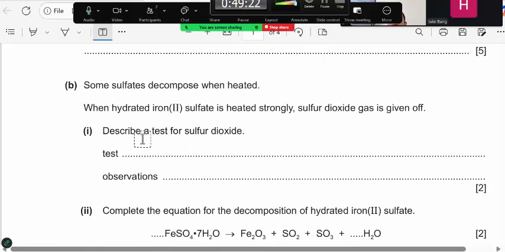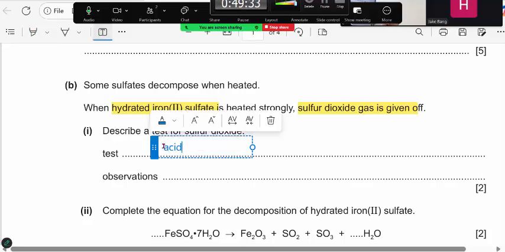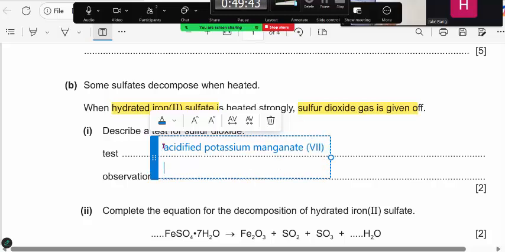Okay, some sulfates decompose when heated. When hydrated iron(II) sulfate is heated strongly, sulfur dioxide is given off. How do you test for sulfur dioxide? Acidified potassium manganate(VII). What is the color? Purple to colorless? Yes.